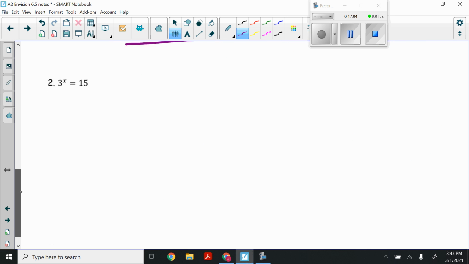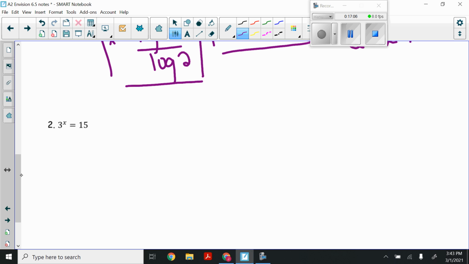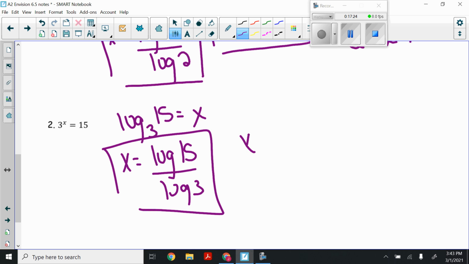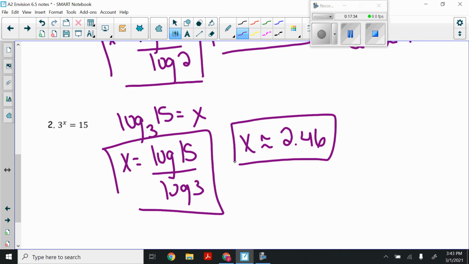Let's look at one more of these. Number 2, 3 to the x equals 15. So again, I'm going to make this say log base 3 of 15 equals x. Change of base says log 15 divided by log 3. So this is my answer in log form. Now I'm going to approximate it. Type that in my calculator. Log 15 divided by log 3, I get x is approximately 2.46. I can check it. So 3 to the 2.46 power is approximately 15.